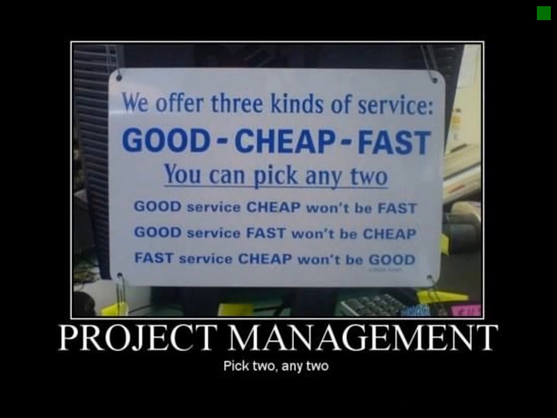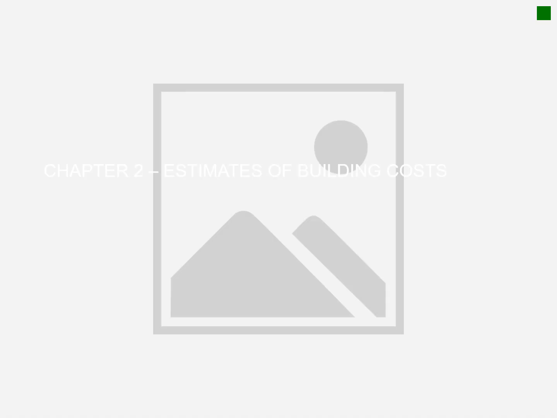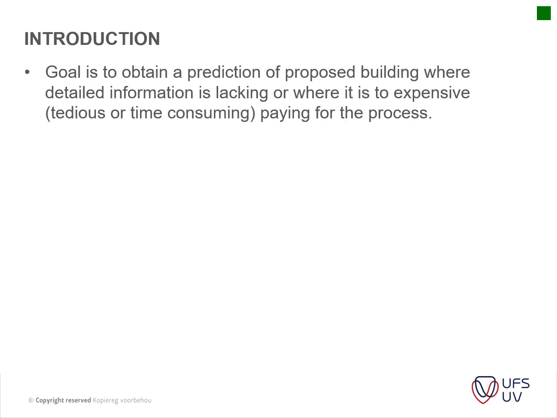Okay, and then I just added this little slide that you can have a look at. And then we get to chapter 2, estimates of buildings. So this is where we actually get to what type of estimation methods are used. The goal is to obtain a prediction of the proposed building where detailed information is lacking or where it is expensive, tedious or time-consuming to prepare. So you want to get the most optimal solution for that current situation where you are.